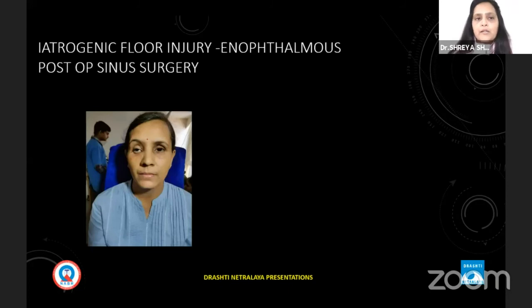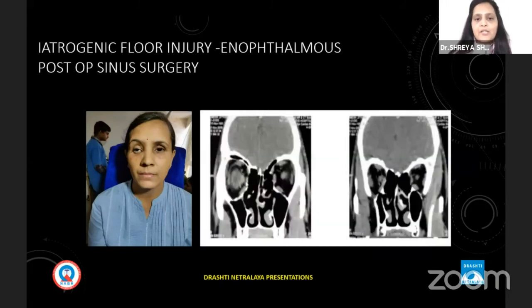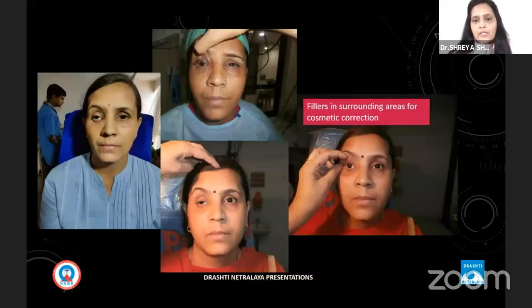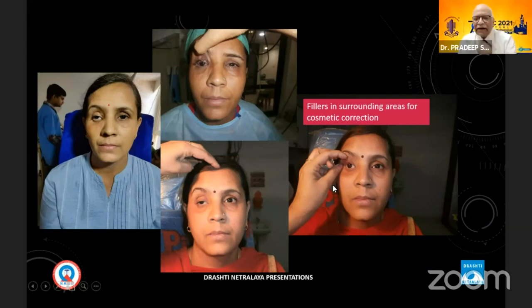Sometimes iatrogenic enophthalmos can be created by a floor fracture from sinus surgery, as happened in this lady. So we treated, we did everything, but then she was not satisfied and she thought it is enophthalmos, but it is pseudo enophthalmos. So in this case, we can use fillers in the area.